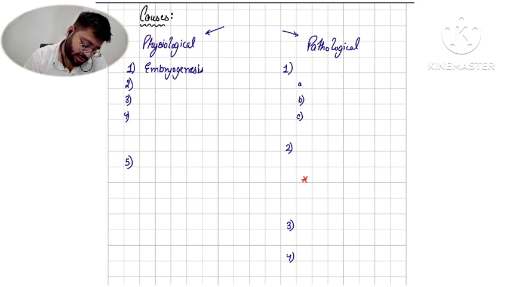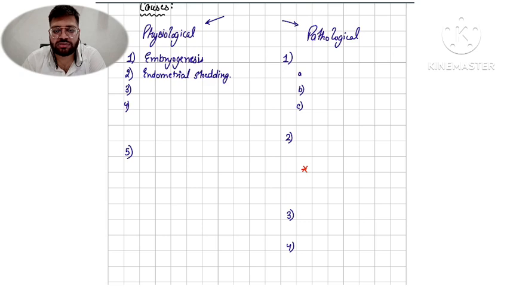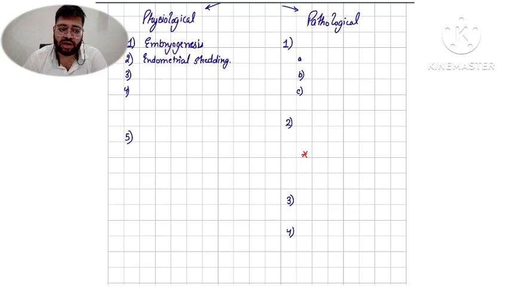The next thing is endometrial shedding. Endometrial shedding occurs in females during the menstrual cycle, when the decidual shedding or endometrial shedding occurs. That is also a physiological cause of apoptosis.